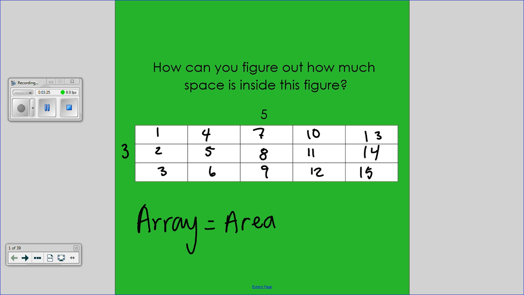So if that's an array, what math operation can I use to figure out the number of boxes inside my shape? Again, Washington? I can use multiplication. What is going to be my equation? But I wanted to do 3 times 5. Could I do that? Yes. Why?